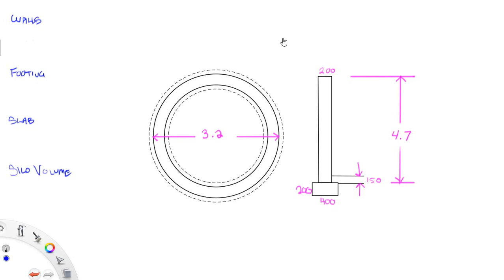Alright, here we are for another tutorial. This time we are tackling round silos.